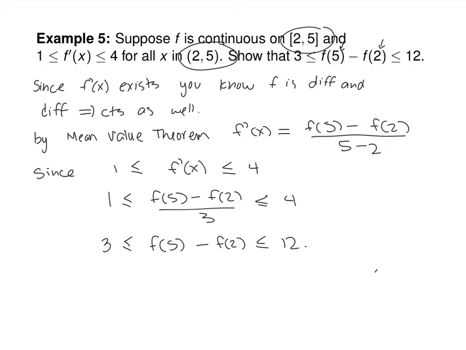I guess it also means that f of 5 has to be bigger than f of 2, doesn't it? Because for that difference to be positive, f of 5 must be at least 3 units above f of 2. And when I saw these problems in Calculus 1, I'm like, gosh, it looks so much like the theorem we were almost given, right? It's just the numerator only.